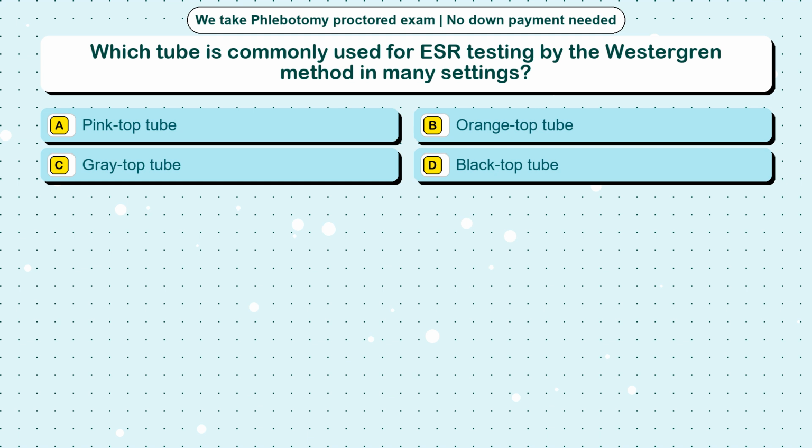Question 73. Which tube is commonly used for ESR testing by the Westergren method in many settings? Option A. Pink top tube. Option B. Orange top tube. Option C. Gray top tube. Option D. Black top tube.